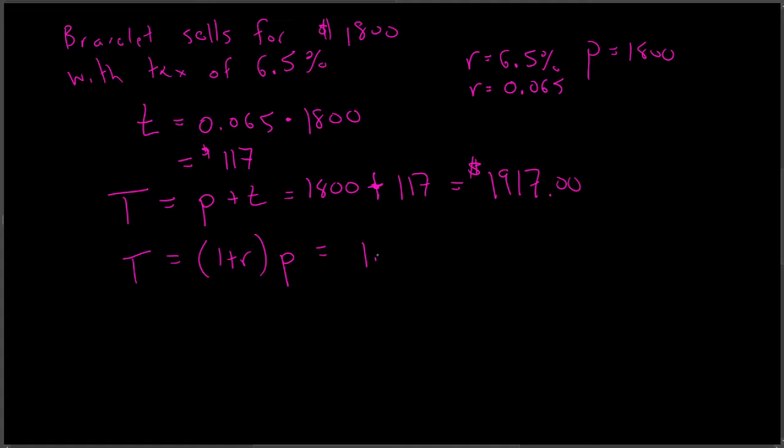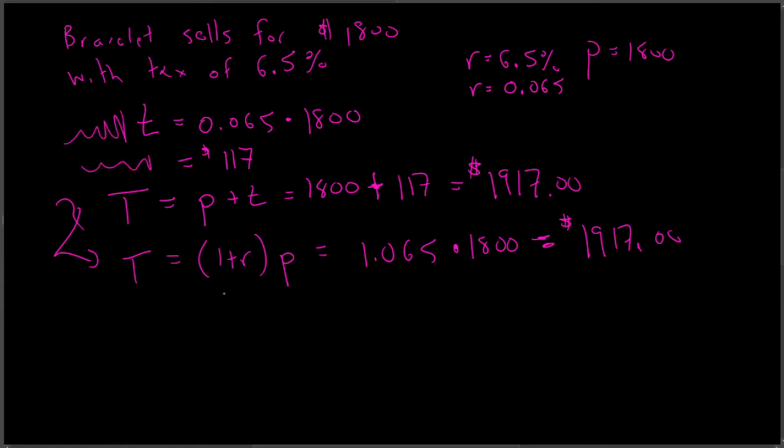And so that would be 1.065 times 1,800. And I put that into the calculator. I get $1,917 also. So both of these methods are useful in calculating the total price. I would, as you get used to it, use this method. Once you're comfortable with that, start looking at this method. This is a great way to quickly do it. It becomes one thing you enter into your calculator.